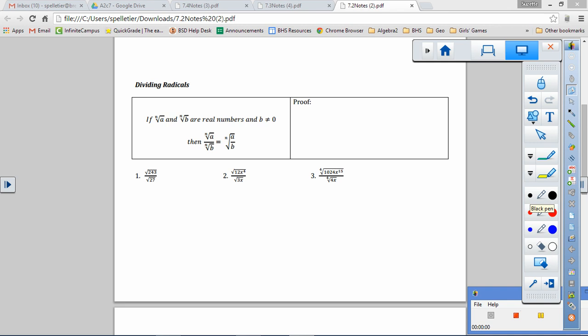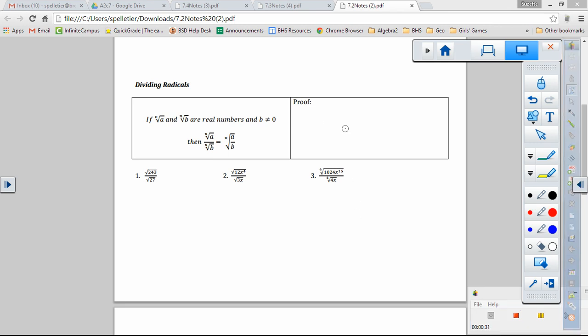So it says if the nth root of a and the nth root of b are real numbers, and b can't be 0. We can't get a 0 in the denominator because that would be undefined. Then the nth root of a divided by the nth root of b is equal to the nth root of a divided by b. So let's test one of these.